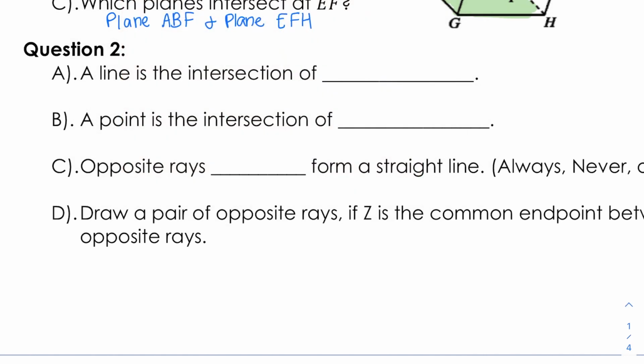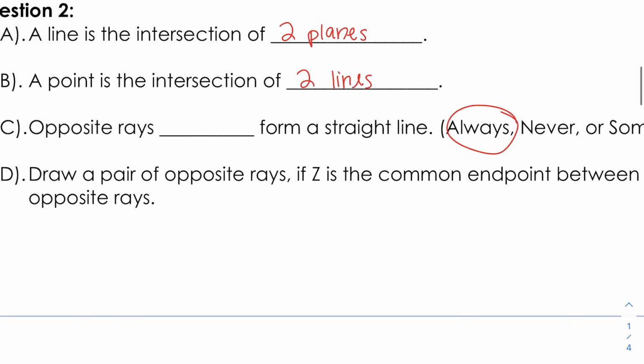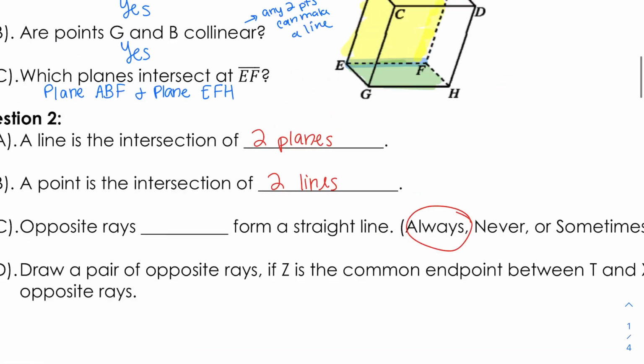Question 2 is more kind of vocab. A line is the intersection of two planes. A point is the intersection of two lines. Opposite rays always form a straight line.